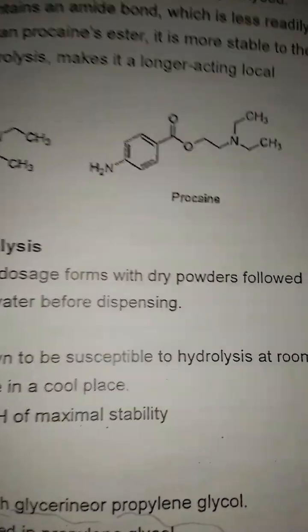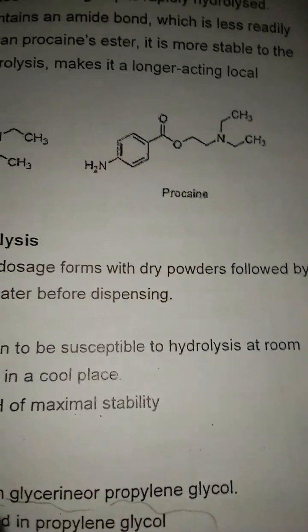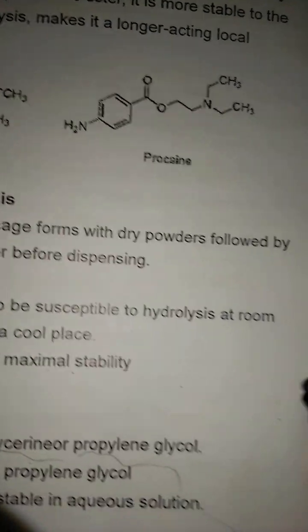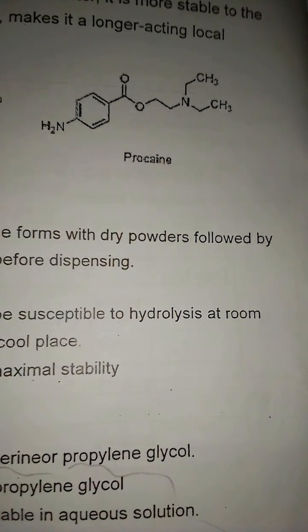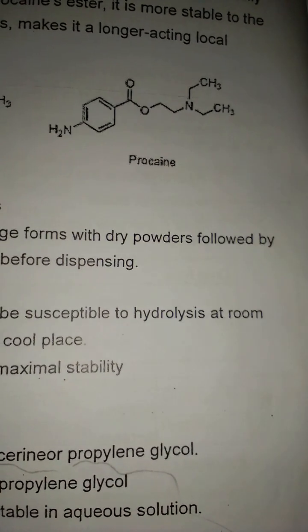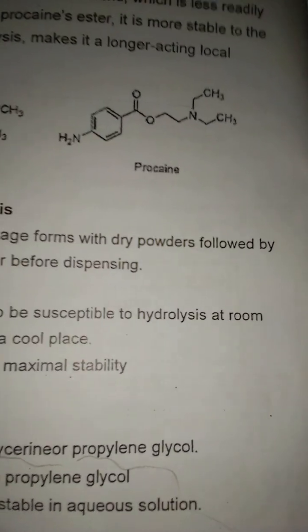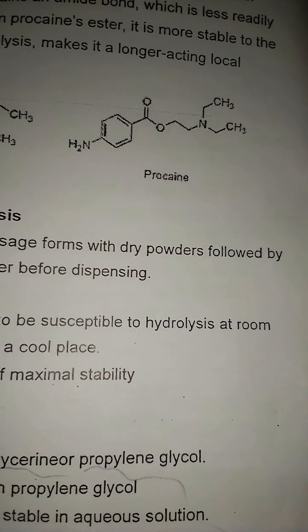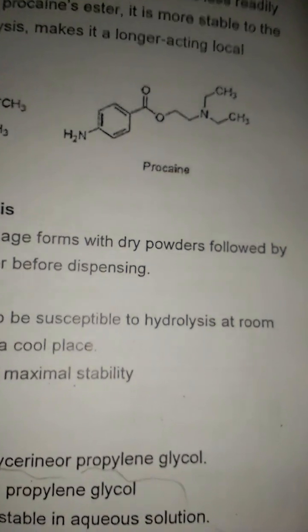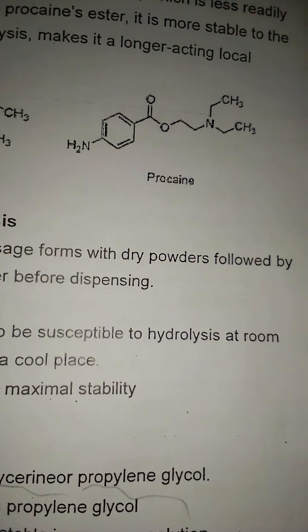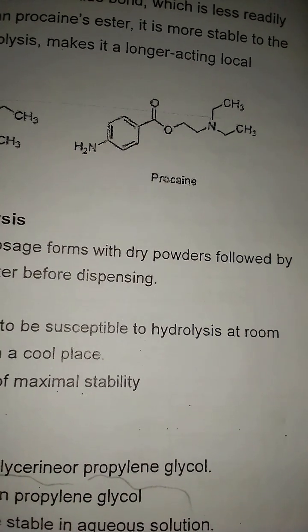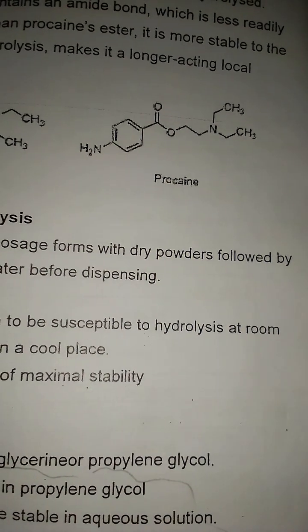To reduce hydrolysis, replace liquid dosage forms with dry powders, followed by reconstitution in water before dispensing. If a drug is known to be susceptible to hydrolysis at room temperature, store in a cool place. Determine the pH of maximal stability. Change solvent: replace water with glycerol or propylene glycol. Aspirin is formulated in propylene glycol.